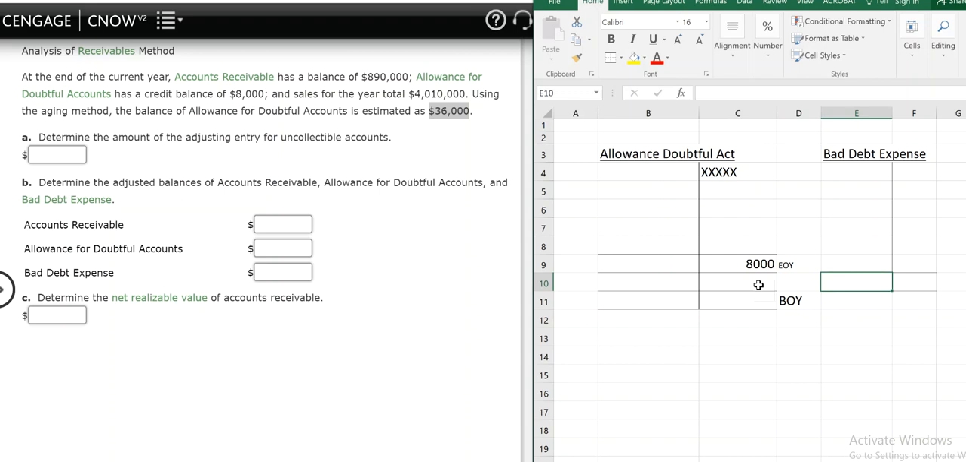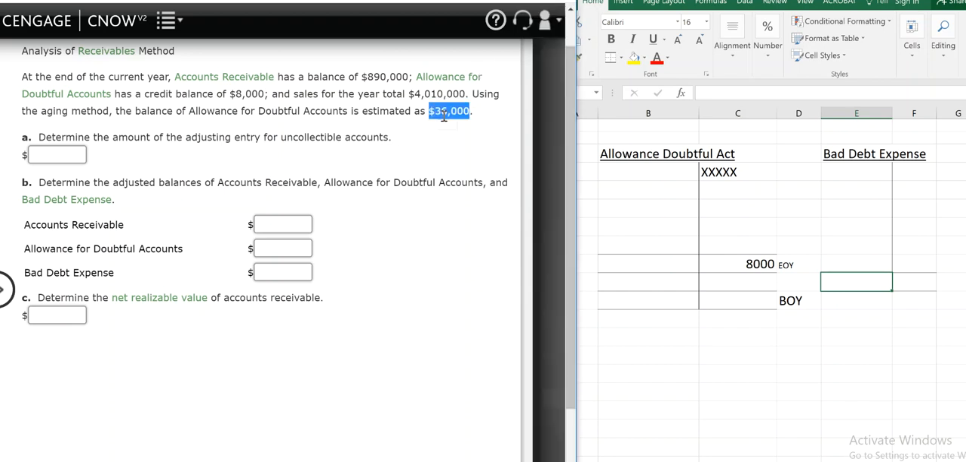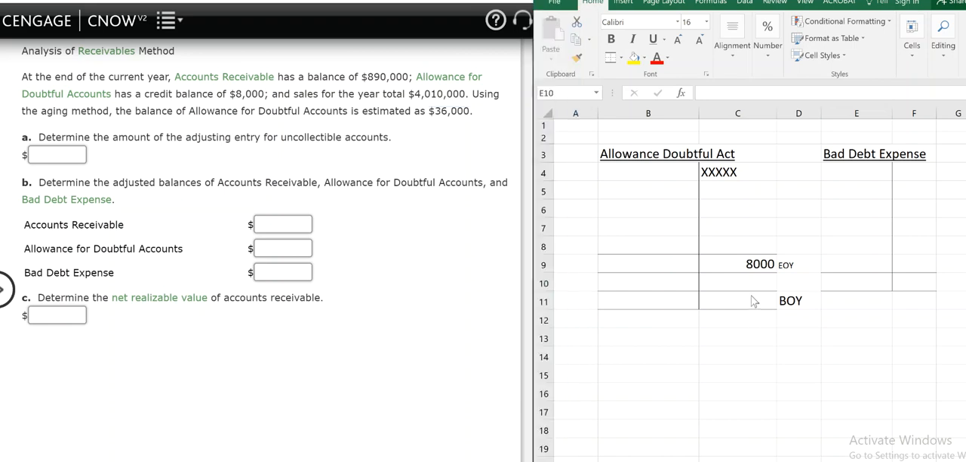With this method, we're going to say, okay, the accountant did the aging and he came up with 36. So what that is telling you is that we need the allowance account to have here $36,000, which is the ending balance. And then you're saying, okay, in order for the allowance to have $36,000 January 1st, I need to credit the allowance for how much? So 8,000 plus what gives you 36? And that will become the expense.